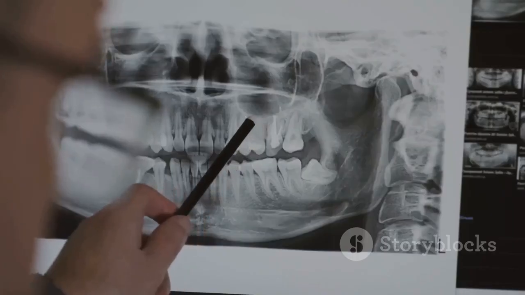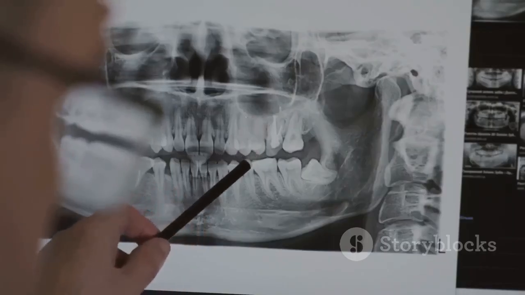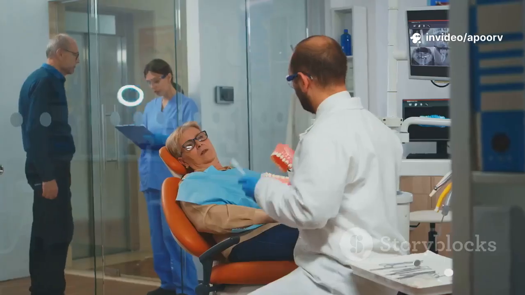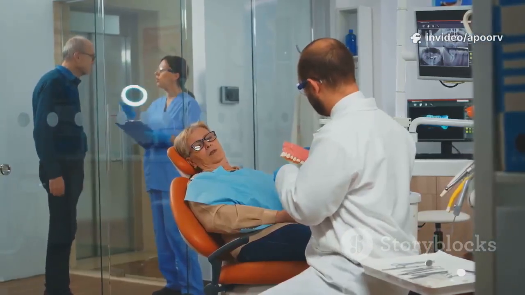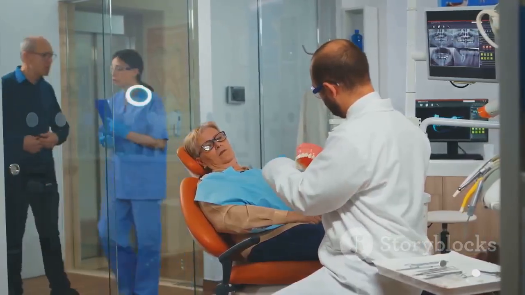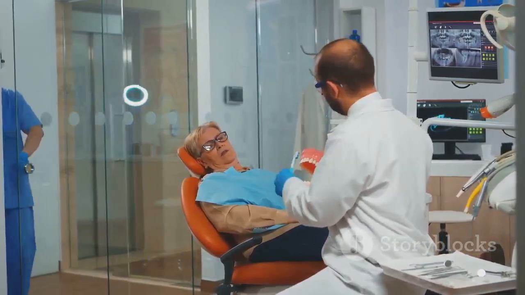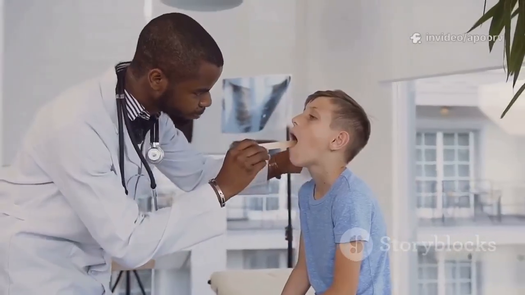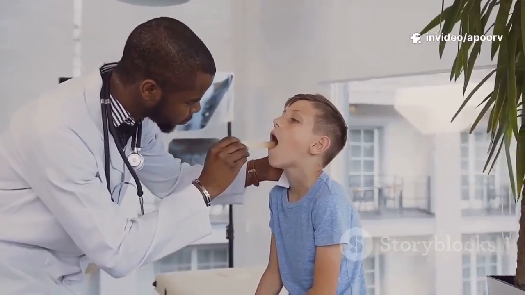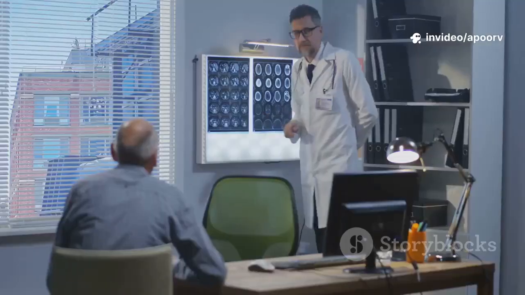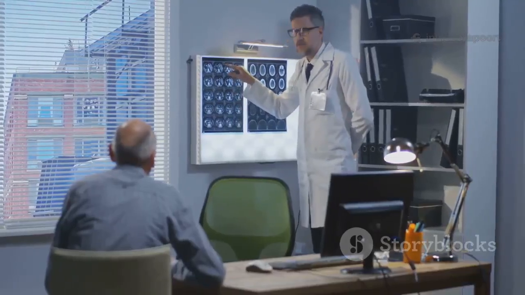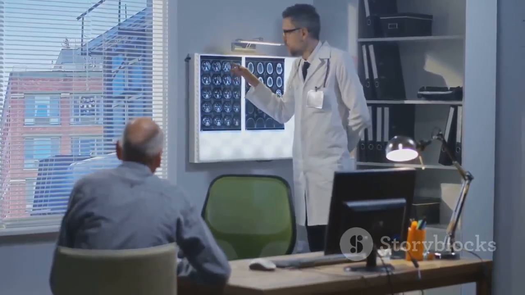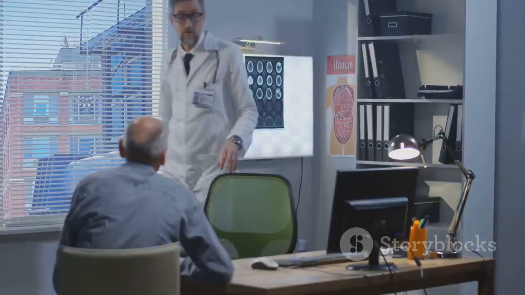An abscessed tooth, particularly a molar, can present as severe ear pain with a completely normal-looking ear exam. Other sources of referred pain can include temporomandibular joint dysfunction, or TMJ, where issues with the jaw joint cause pain that radiates to the ear. Pharyngitis or tonsillitis, a sore throat, can also cause referred ear pain. In more serious, though less common cases, tumors in the throat, larynx, or tongue can present with persistent, unexplained otalgia.